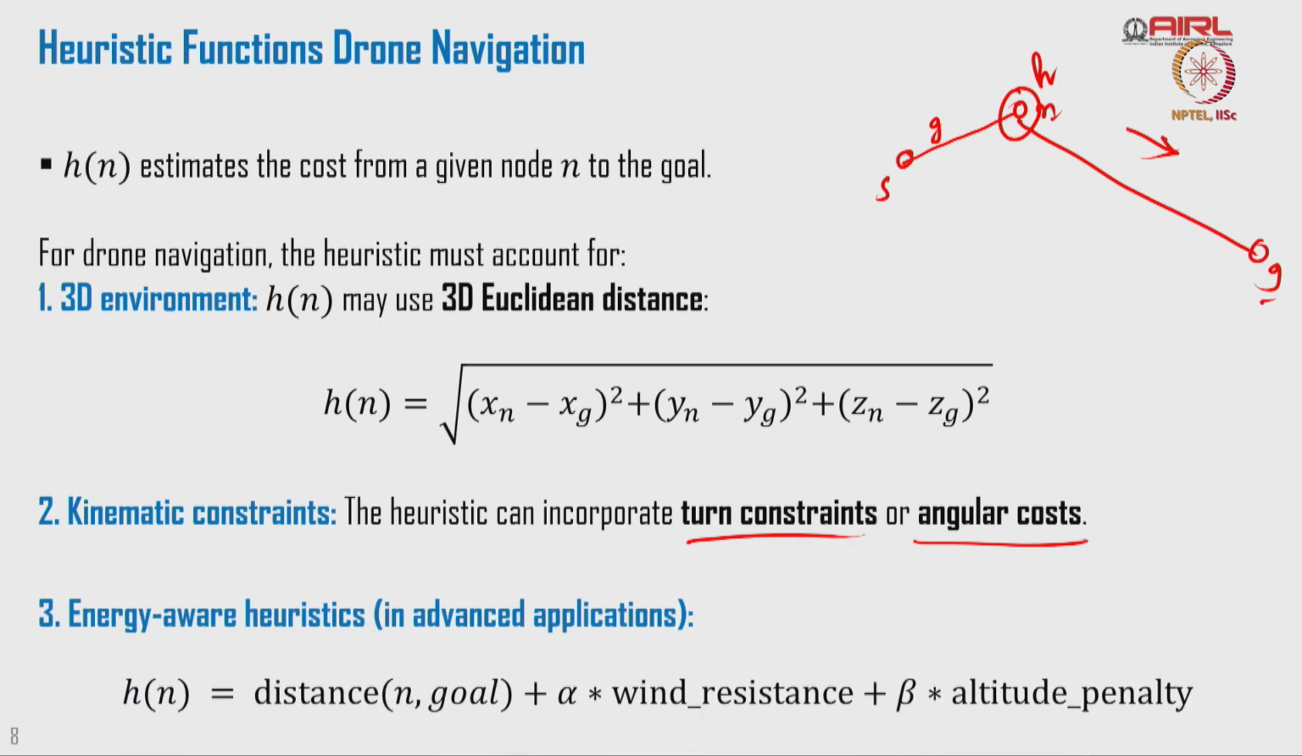Also there can be some energy aware heuristics. You can take the distance between that particular node and the goal, then it can be some scalar multiple of wind resistance. If it travels from n to g in this path, then it can be some altitude penalty. It can have certain no fly zones, which will be taken into account by the heuristic function, and based on that the final heuristic might be computed. So, it can be a combination of different parameters also.